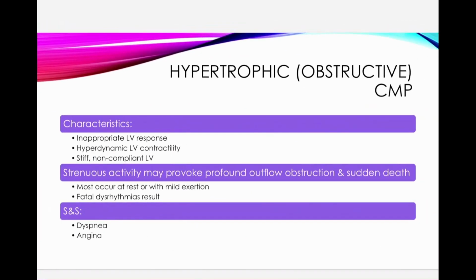So that's HOCM. Now, characteristics of HOCM: inappropriate left ventricular response, hyperdynamic left ventricular contractility. Again, the septum is thickened, it's not going to squeeze properly. Stiff, non-compliant left ventricle. Strenuous activity makes it worse. Okay, signs and symptoms of a HOCM will be dyspnea and angina, just chest pain.